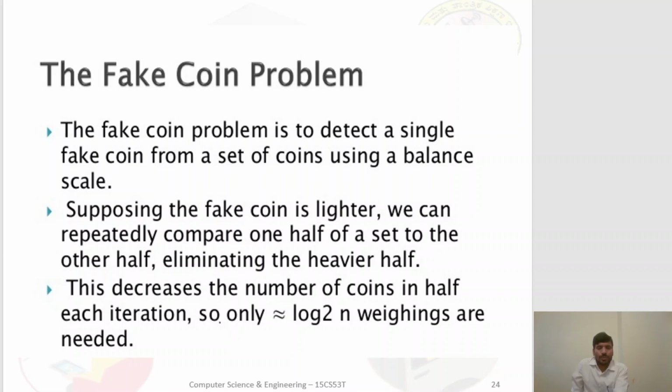Now coming to the fake coin problem. Here it is a popular problem, that is the fake coin problem. The fake coin problem is to detect a single fake coin from a set of coins using a balance scale. Suppose the fake coin is lighter, we can repeatedly compare one half of a set to the other half, eliminating the heavier half.